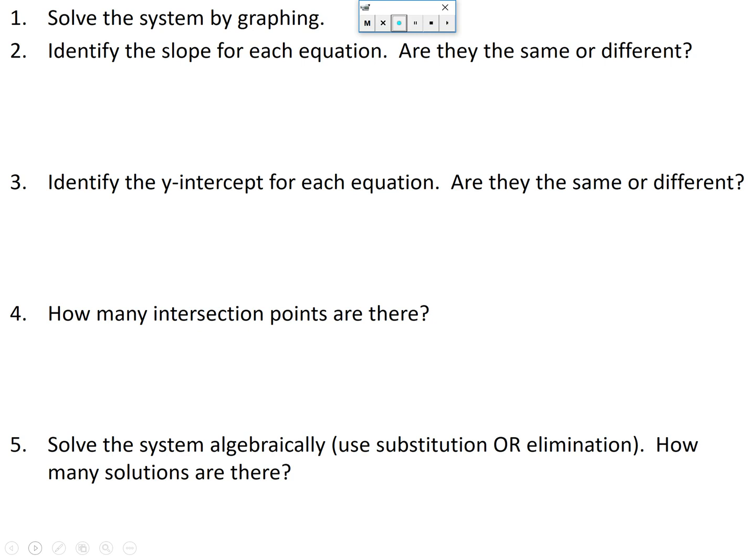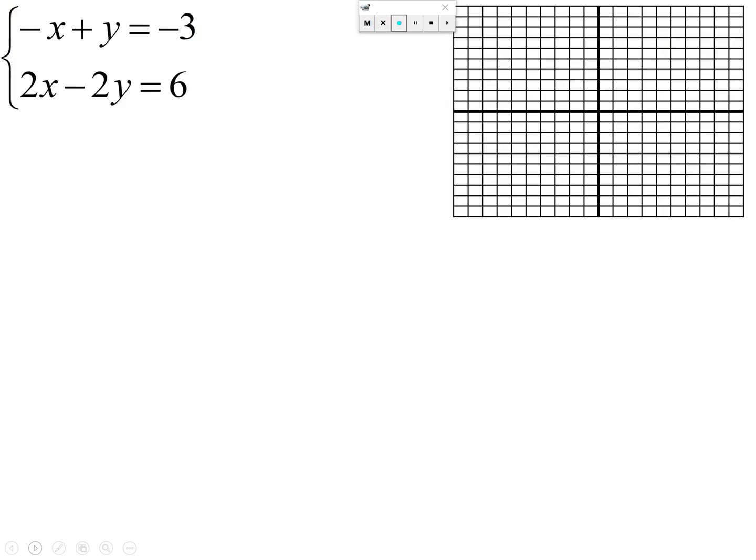Well, okay, so let's take a look at our second one. Down in the bottom right-hand corner of your sheet, there's another system. As we look at both equations, I'm going to do what I did before.